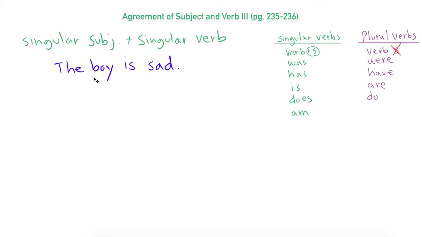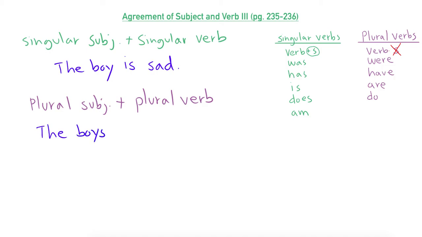I can't say the boy are sad, because are is a plural verb, only for plural nouns. So you have to match singular subjects with singular verbs, and it's the same thing with the opposite. Plural subjects match with plural verbs. For example, the boys, so more than one boy, I would not say is sad, but this time it would be are. The boys are sad.